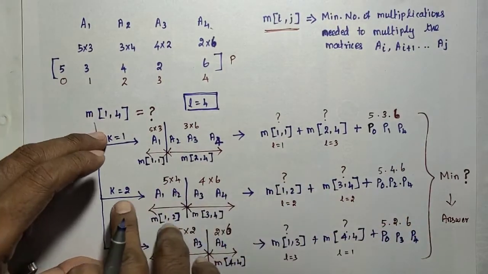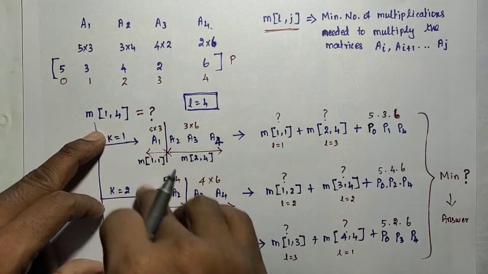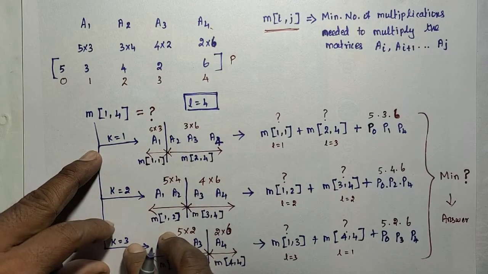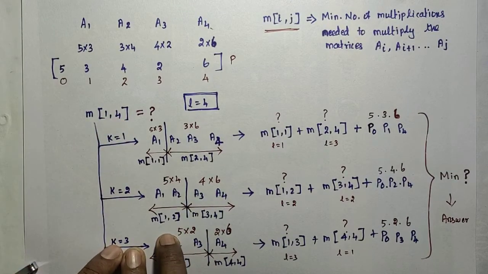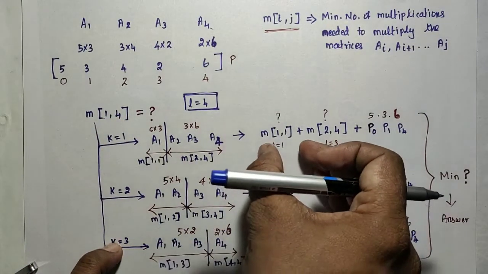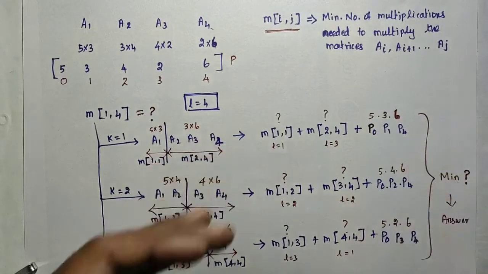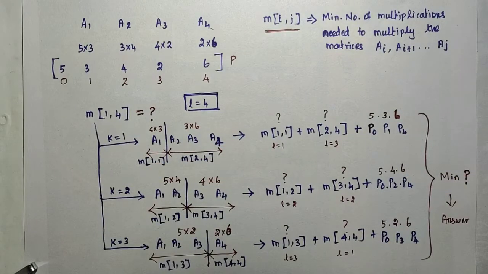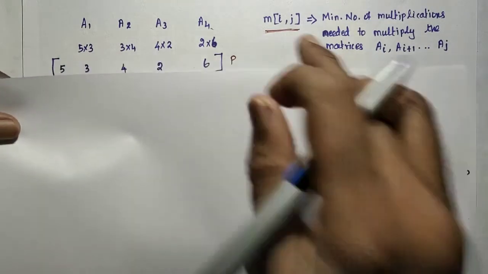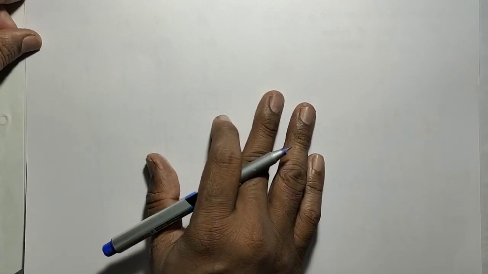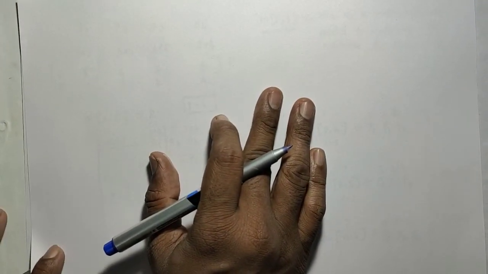So how can we generalize this procedure? For the 4 I have written k equal to 1, k equal to 2, k equal to 3, up to 3, the split position. Okay, and this is the formula. So the number of multiplications for the left side, the number of multiplications needed for the right side, plus these things, like that what we have written. Okay, how can we generally write this one? For m of i comma j, if you know this formula, you can solve the sub-problems, correct?